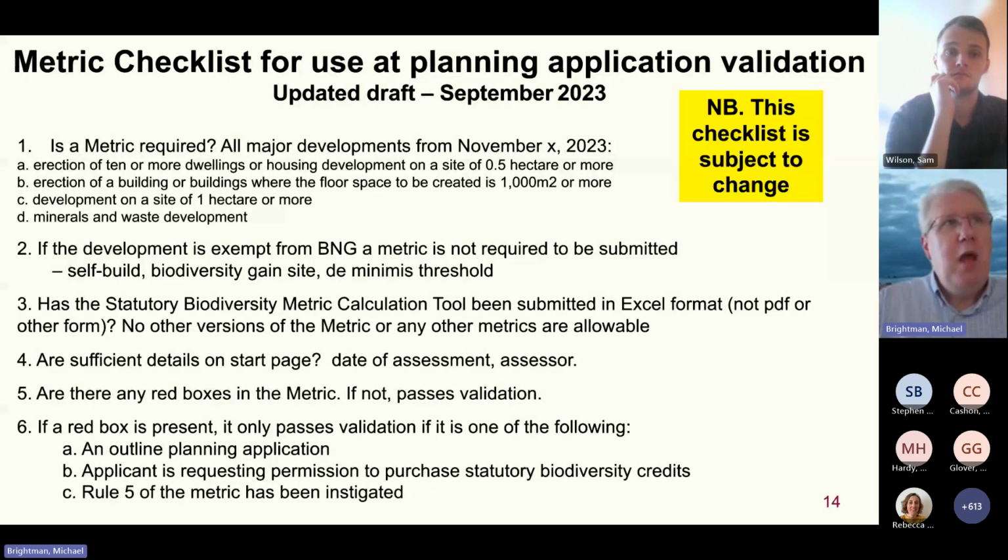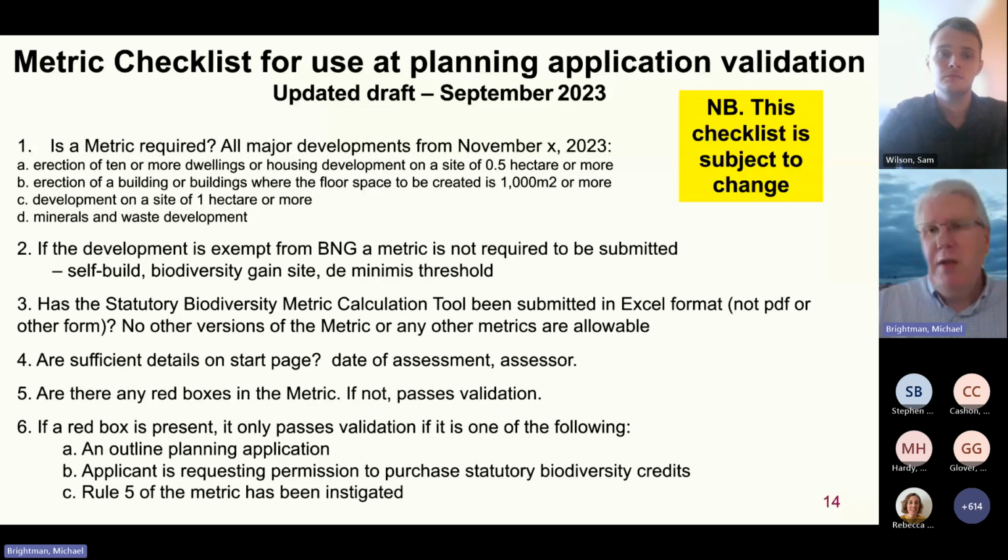Then there would be a check to see whether the development is exempt from B and G. It's not required to be submitted if it's self-build, has a de minimis threshold in terms of habitat, or is a biodiversity gain site. A biodiversity gain site is where it's an application that is solely for the provision of units into the market. So for example, if the planning application was to dig ponds as part of habitat creation and to sell those units into the market, that's a biodiversity gain site and is exempt from B and G.